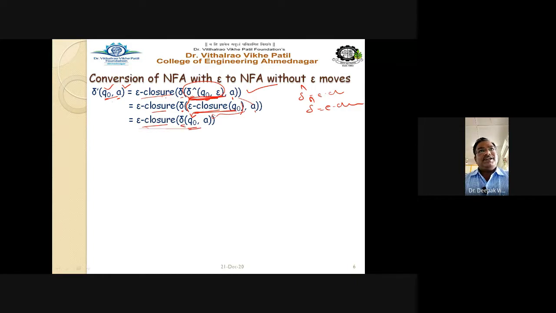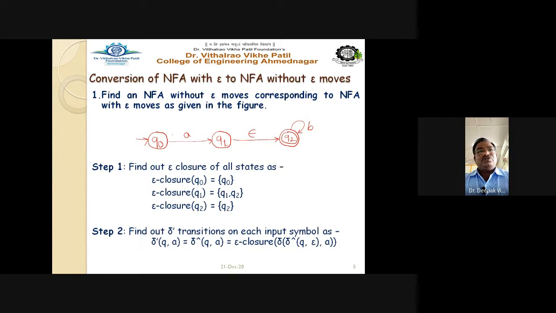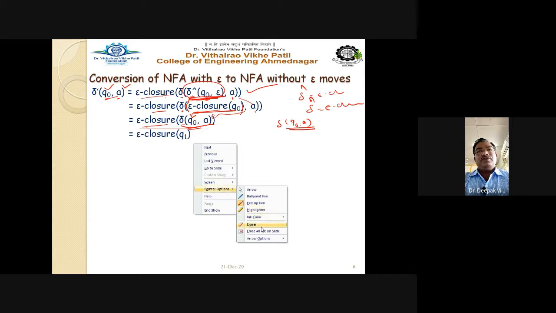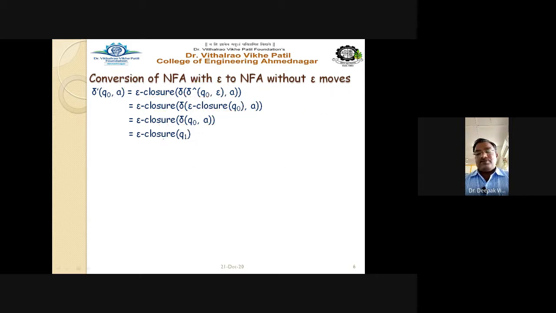Now, what is the meaning of δ(Q0, A)? It means the transition from Q0 on input A, so we have to see the diagram. Where is the transition for δ(Q0, A)? The transition on A from Q0 goes to state Q1. So I can write the ε-closure of Q1. Getting this point or not? The answer for this particular δ(Q0, A) is nothing but Q1.